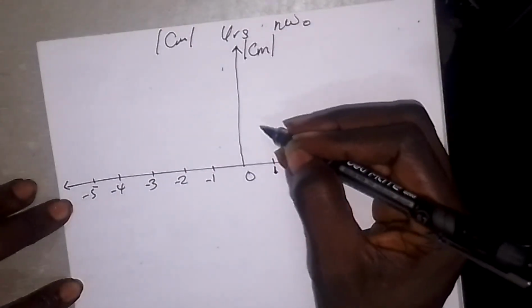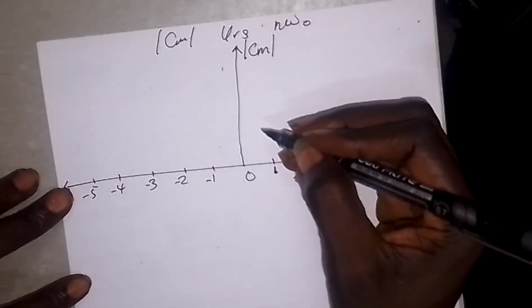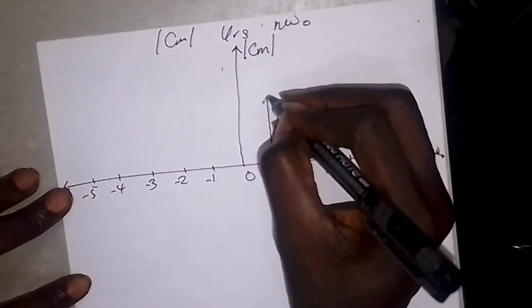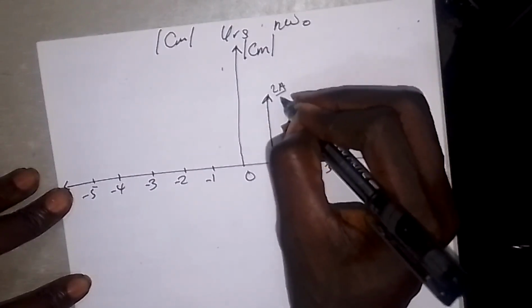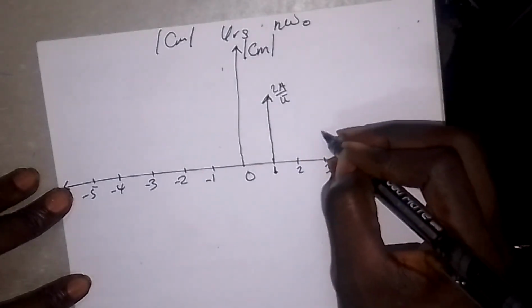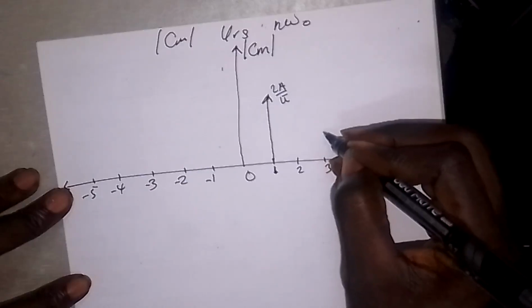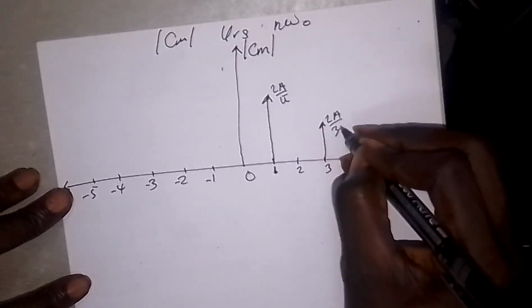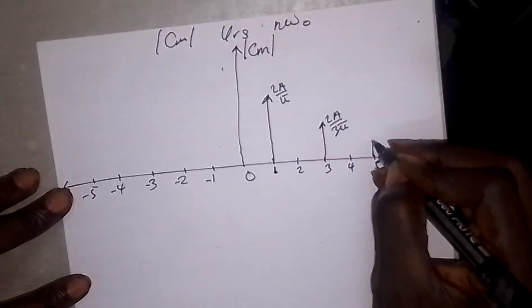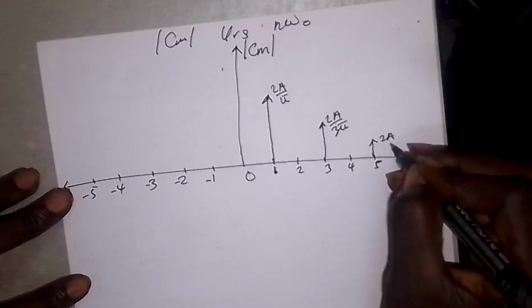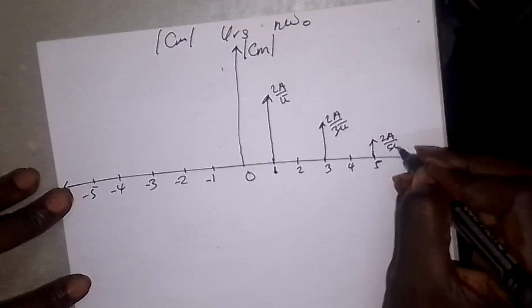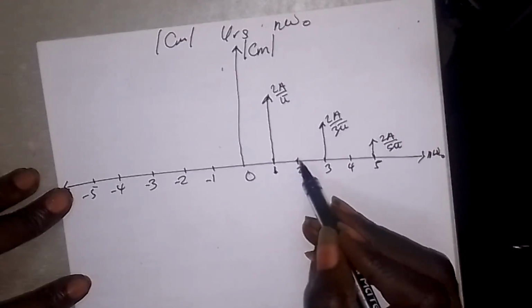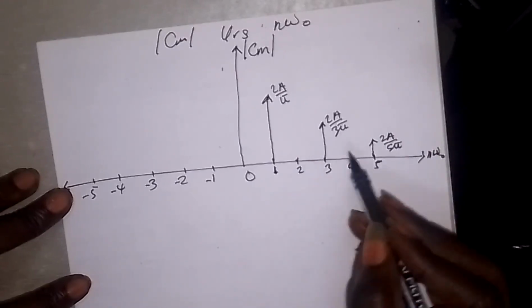What did I get for 1? You remember I got 2a over pi, which is the longest amplitude. Here I got the next longest, 2a over 3 pi. And here I got the shortest, 2a over 5 pi. Why am I not doing anything here? Because the signal was defined as 0 for even numbers. So C2 is 0, C4 is 0.